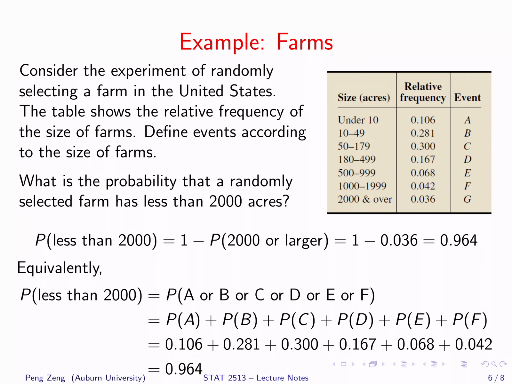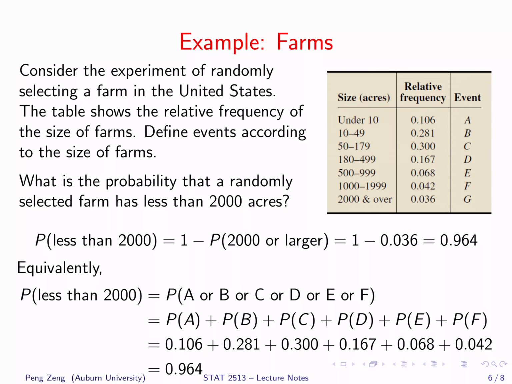Let's consider again the experiment of randomly selecting a farm in the United States. What is the probability that a randomly selected farm has less than 2,000 eggs? Check the table. Less than 2,000 eggs means events A or B or C or D or E or F. If we consider its complement, less than 2,000 eggs means not 2,000 or larger, or not E.